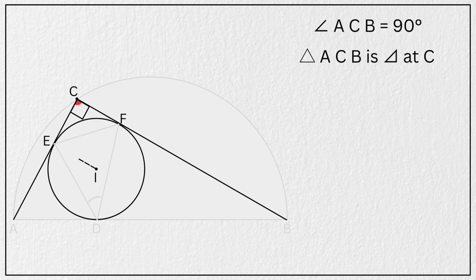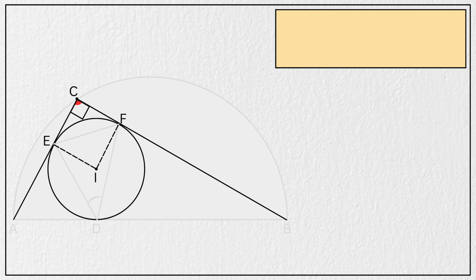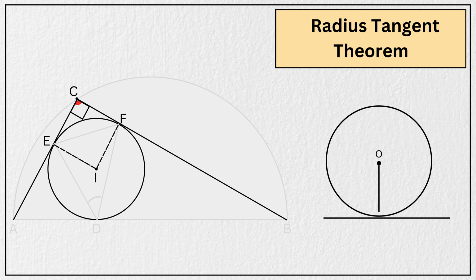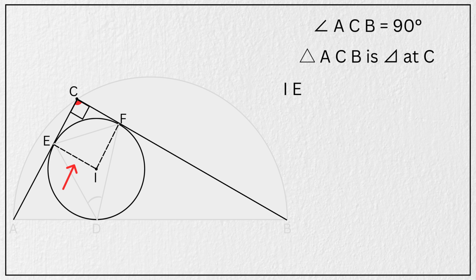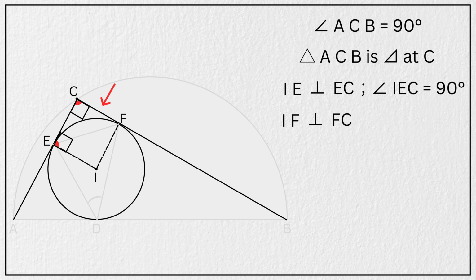Now draw a radius from the incenter I to the tangency point E, and another radius from the incenter I to the tangency point F, like this. Again, according to the radius tangent theorem, when a radius is drawn from the center of a circle to the point of tangency, it is always perpendicular to the tangent. That means this radius IE is perpendicular to EC, and angle IEC is 90 degrees. And similarly for the point F, radius IF is perpendicular to FC, and angle IFC is also 90 degrees.